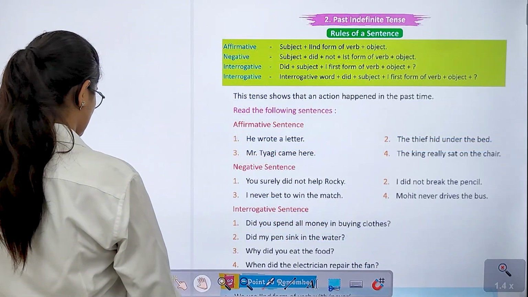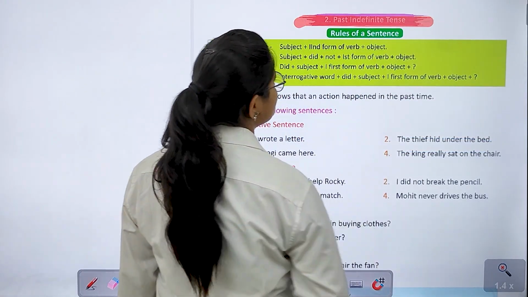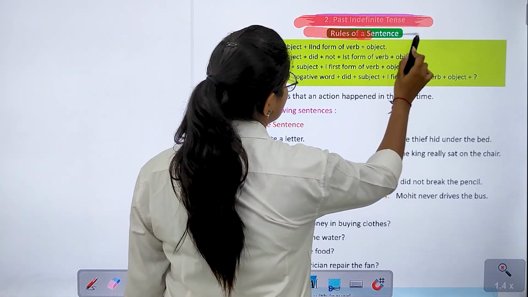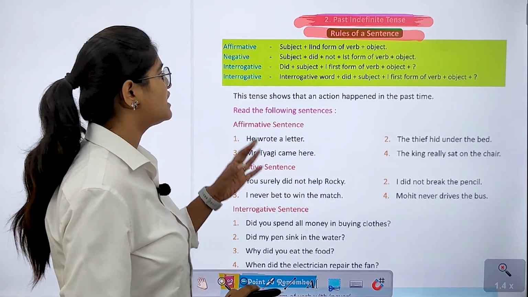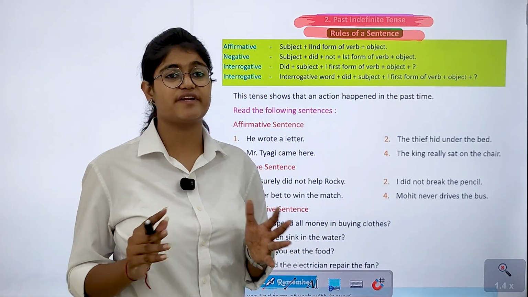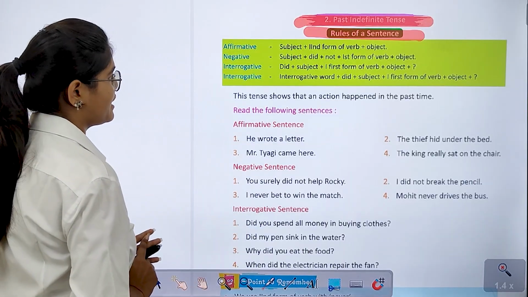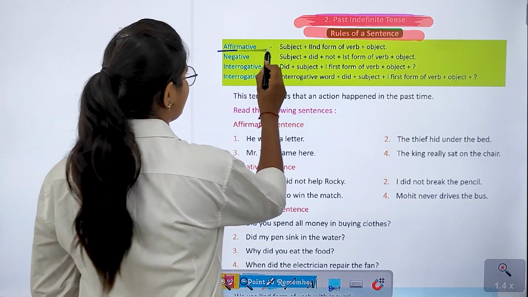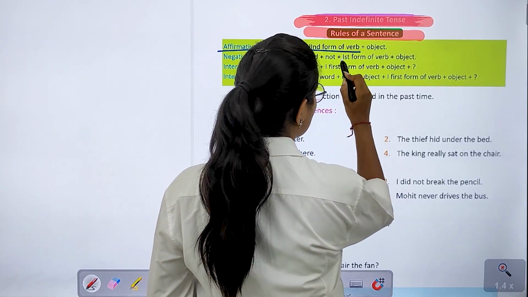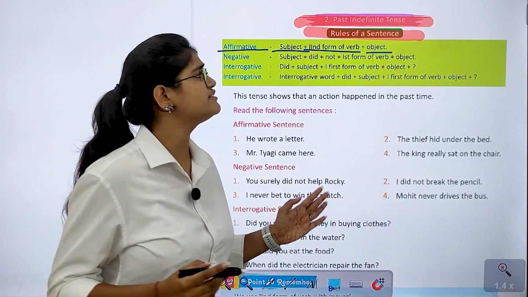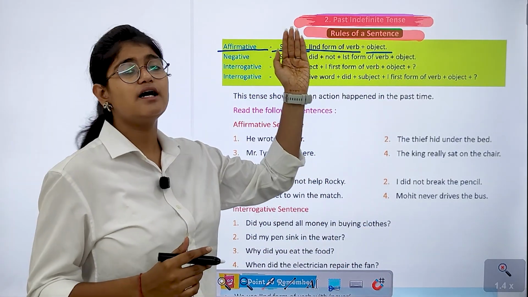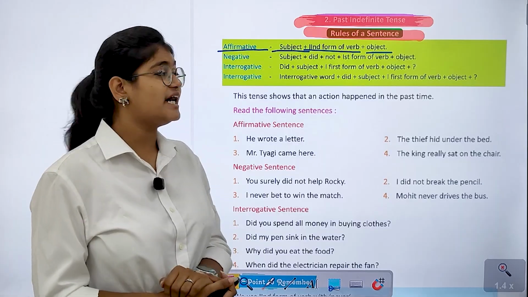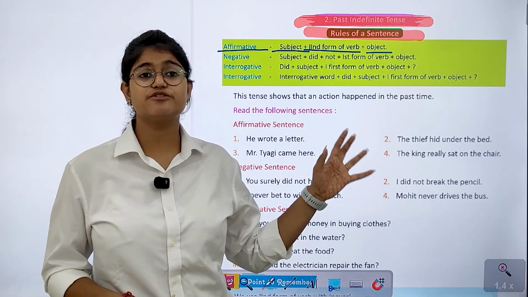Next we have the topic, past indefinite tense. Again we have some rules of the sentence, that what are the formations of past indefinite tense. So let's read it and find it out. First one is the affirmative. So subject plus second form of the verb plus object. So what was the difference between the present and the past indefinite tense? That verb form is used differently.